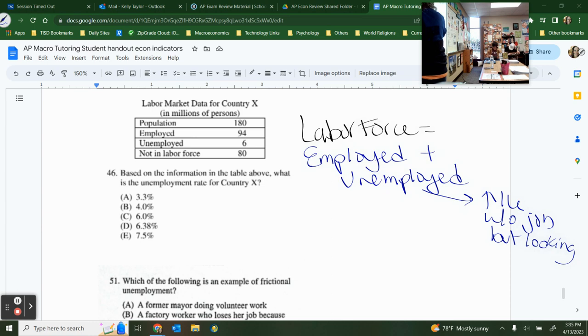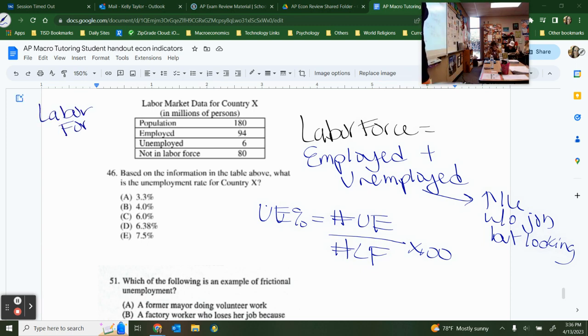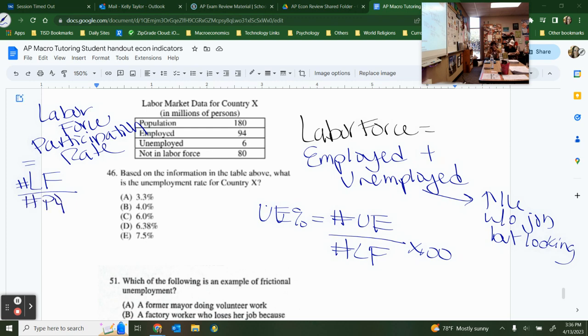If you've got the labor force and you got the unemployment number, then you can figure out the unemployment percentage, which is the number of those that are unemployed divided by the number of those in the labor force times 100. There's also the labor force participation rate. The labor force participation rate is the labor force number divided by the number of the population times 100.